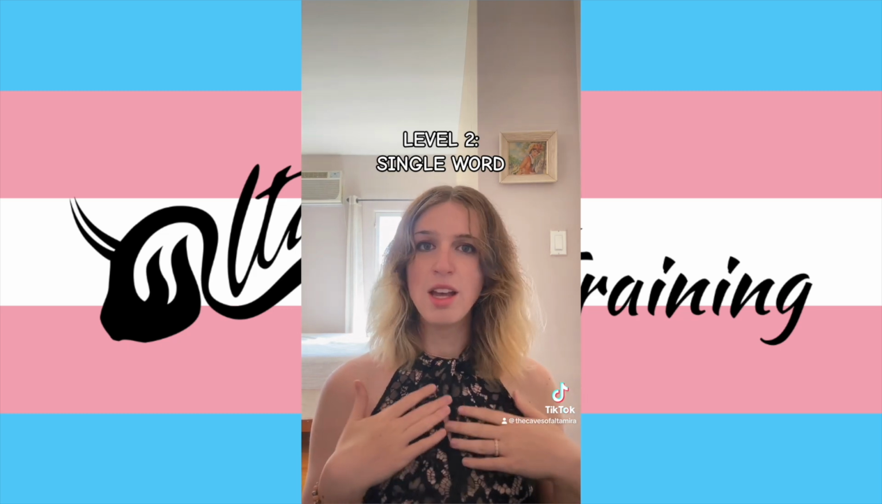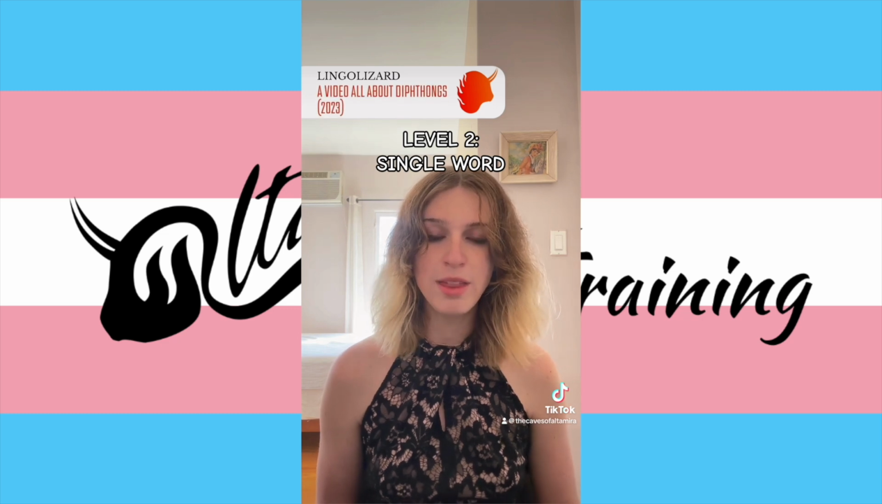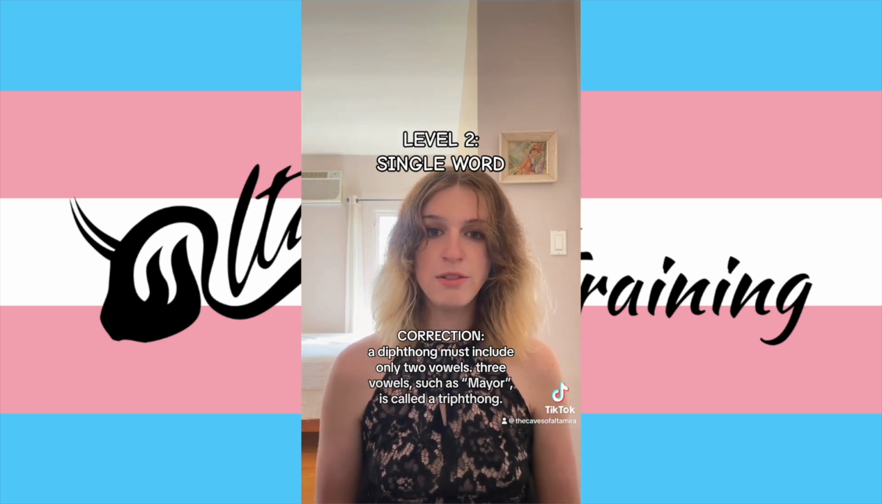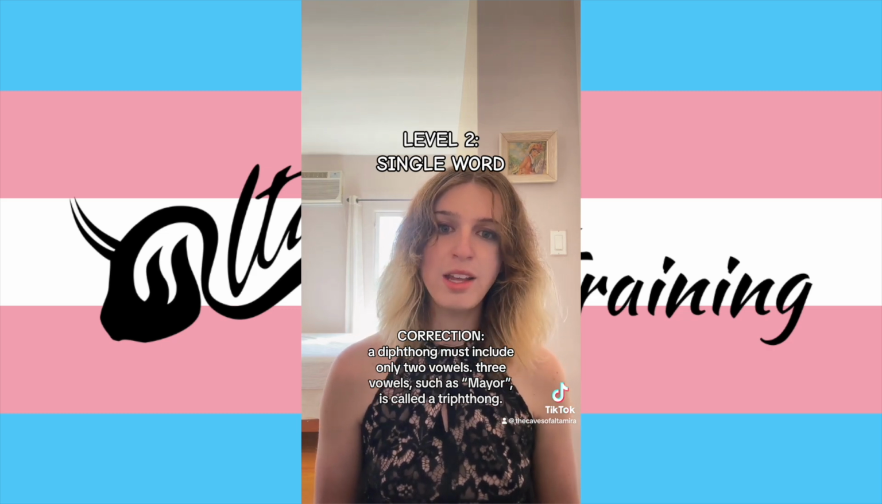Level 2, single word. Single word helps us adapt the principles established in single vowel and apply them to human oral dictation. This includes introducing consonants as well as diphthongs into voice training. If you don't know what a diphthong is, it is the seamless transition between 2 or more vowels without interruption from a consonant. For example, mayor or rise.